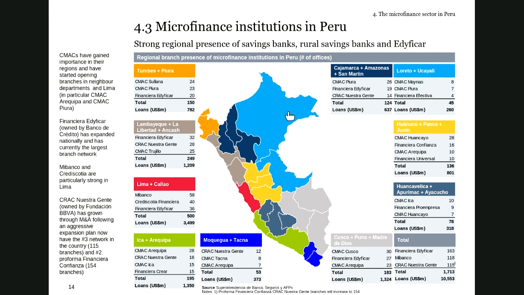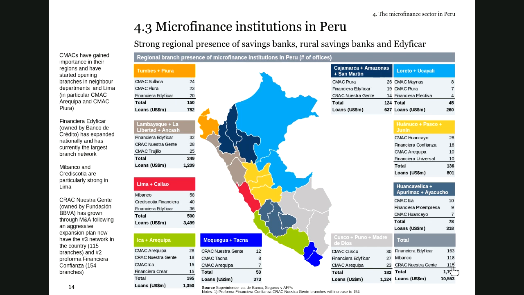And in the same way, you could see, for example, in Lima, Mi Banco was a clear leader, followed by Credit Scotia, and followed by Edificar. And in the bottom right-hand side, you could see the total. So in the whole country, the number one institution, or microfinance institution by branches, was Edificar, all over the country. Mi Banco was the second one, and Nuestra Gente was the third one, okay?